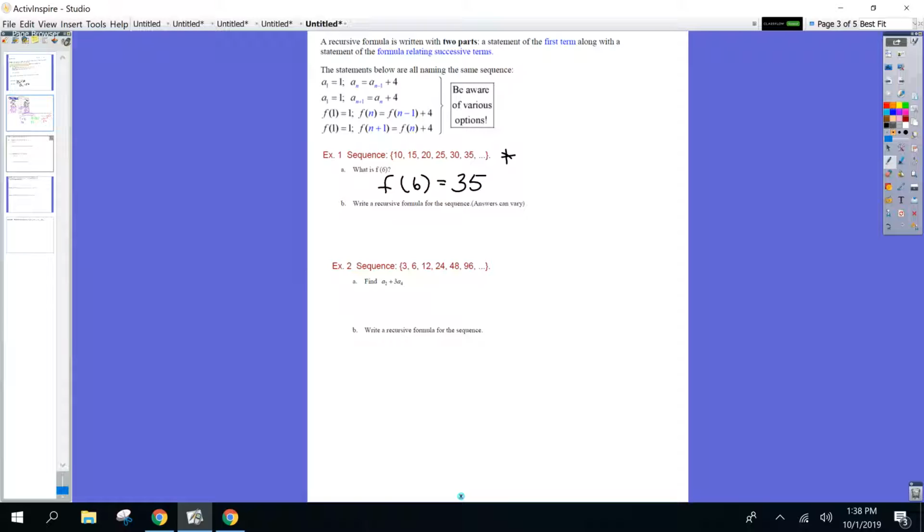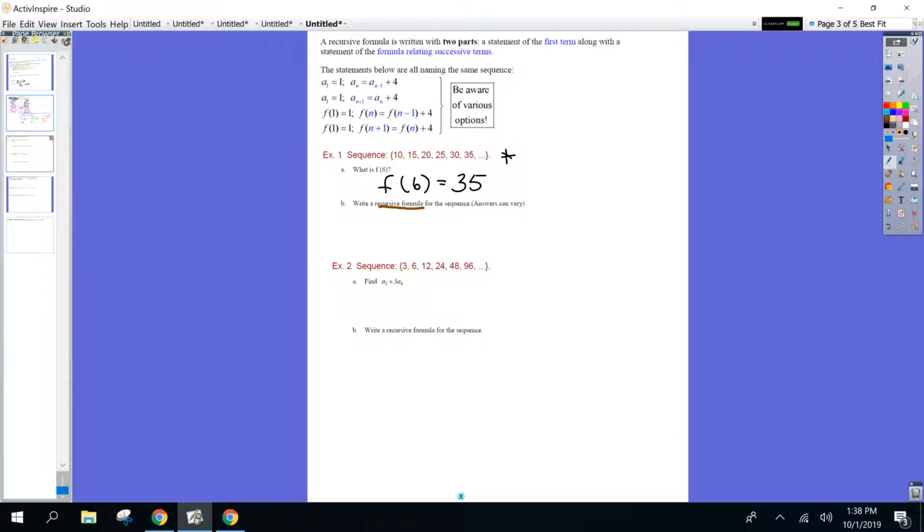Okay, sixth term. Good. All right, here's the new stuff I got to show you today, and that is writing a recursive formula. Here's what a recursive formula tells you guys. It's the pattern to the sequence. That's what this formula is going to do. So can you tell me what the pattern is here to the sequence? Pretty easy. It's just add 5 every time. Okay?